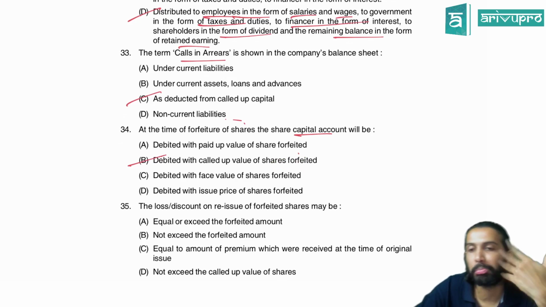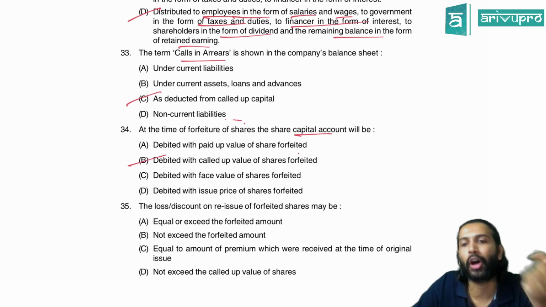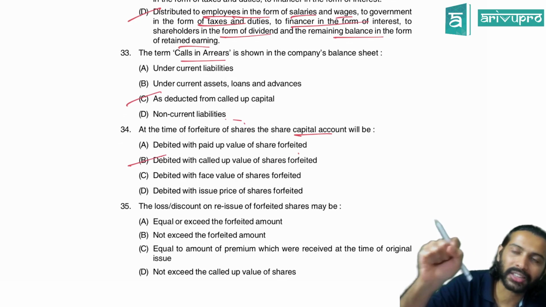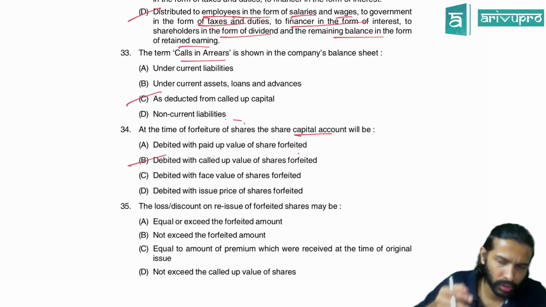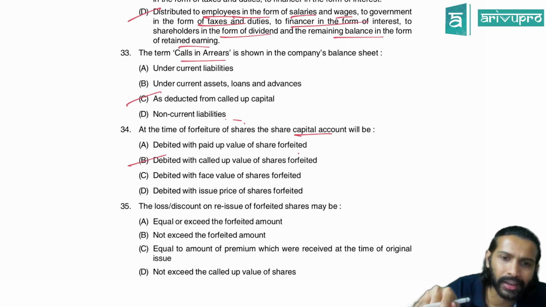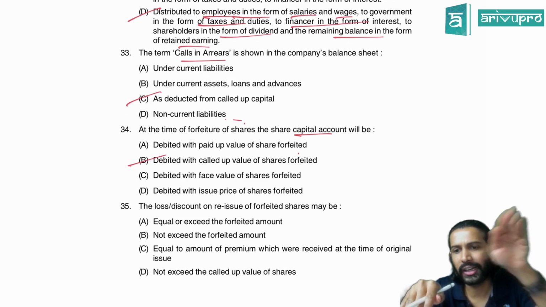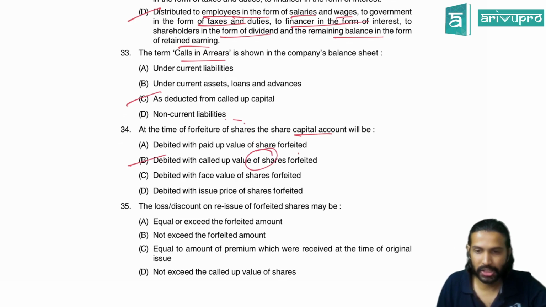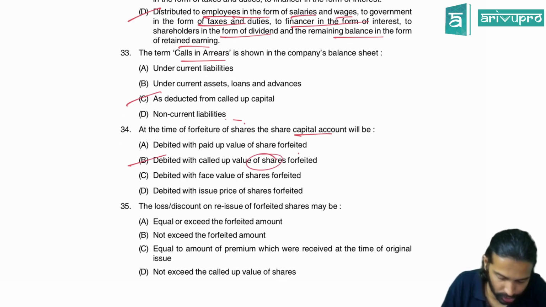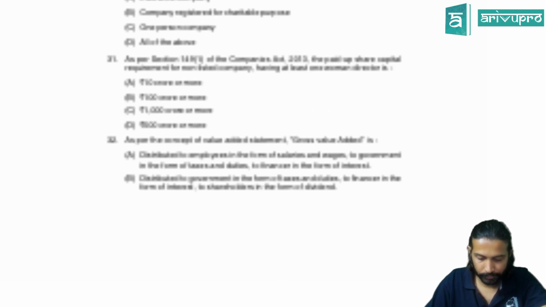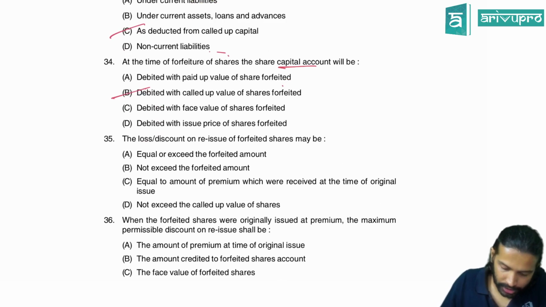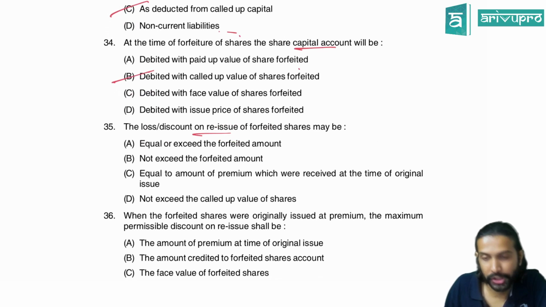Called up value means how much money the company has asked the shareholders to pay. Meaning the company would have passed the journal entry only for called up value. Forfeiture means cancellation, meaning reversal. Whatever you have done, you have to undo. If share capital is credited at called up value, on forfeiture you will also debit at called up value. Hence B should be the right answer. We have done enough questions with this journal entry. They've simply asked one sample scenario. Next, loss on reissue of forfeited shares.